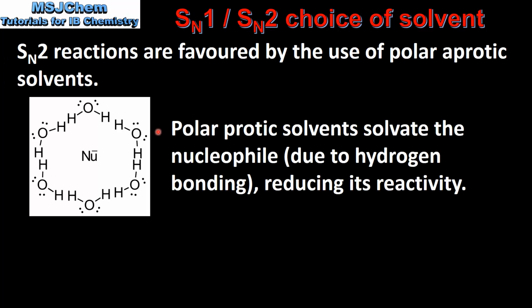SN2 reactions are favored by the use of polar aprotic solvents. Polar protic solvents solvate the nucleophile due to hydrogen bonding, reducing its reactivity. So here we can see a nucleophile surrounded by water molecules. The hydrogen bonding occurs between the water molecule and the nucleophile, which reduces its effectiveness as a nucleophile.